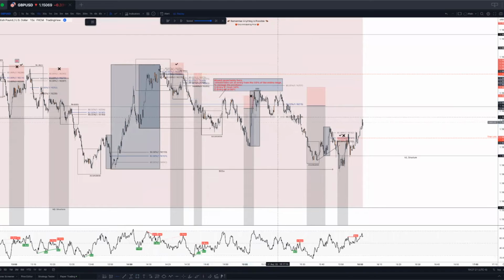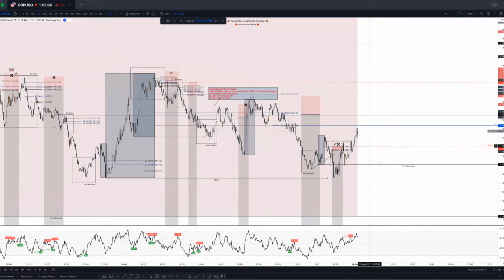This is the 50% of the entire range right here. And we are at the 50% right now. This is the 62. And this is the 80. So I'll leave this on. It's a 5 pip stop in case I get stopped out. And this is the 80 of the entire range.